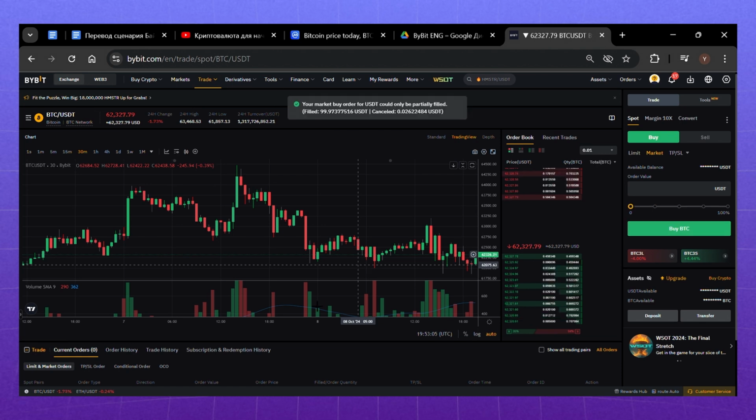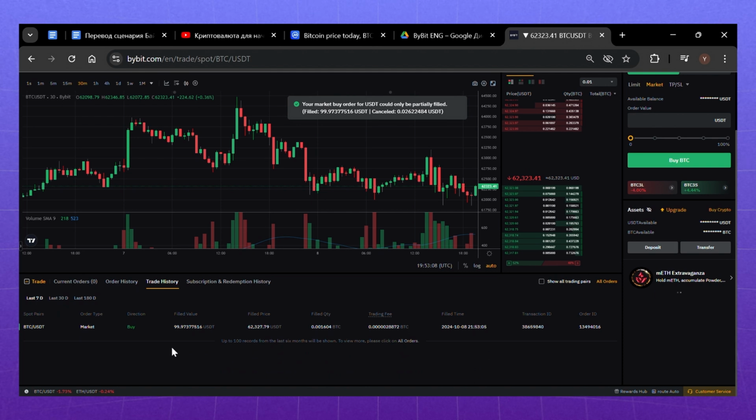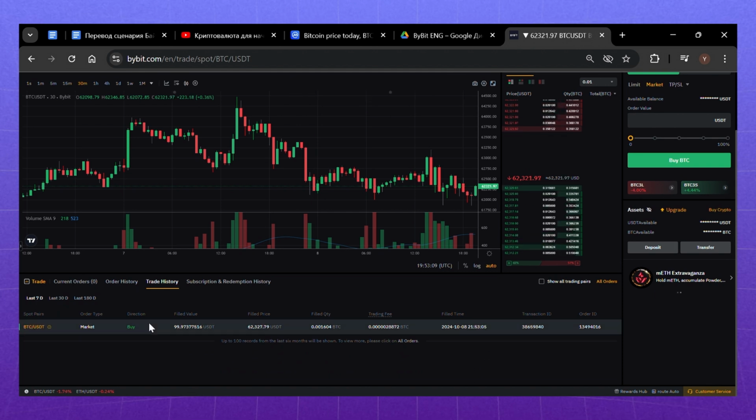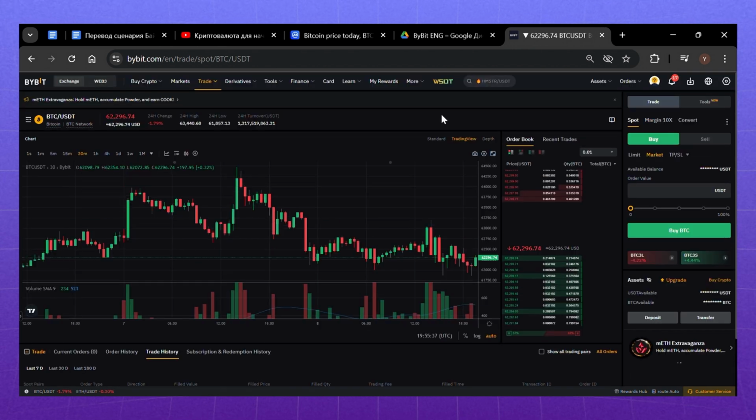Once you've confirmed, the system will execute the order. You can check if the purchase was successful by going to the trade history at the bottom of the page. Here you'll see that you bought Bitcoin for $99.99 and the price at the time was $62,327.